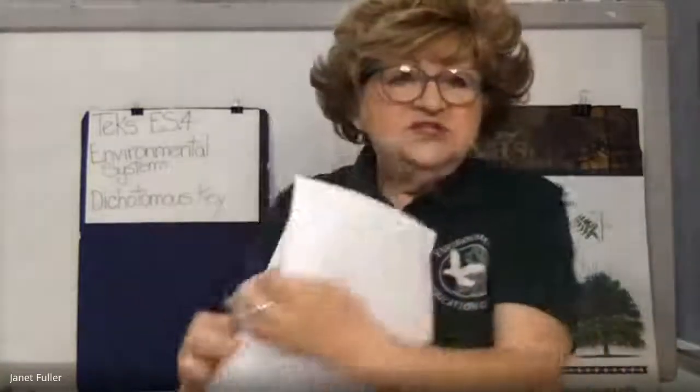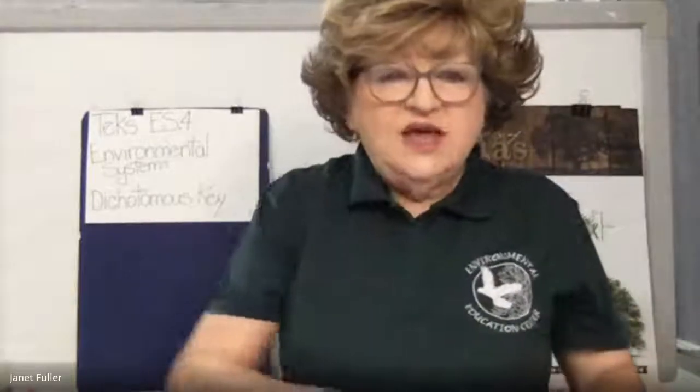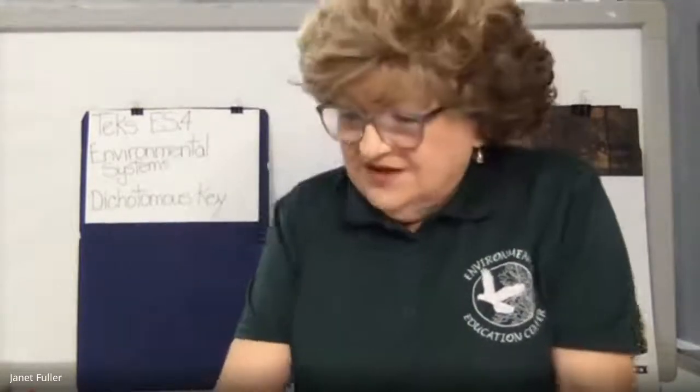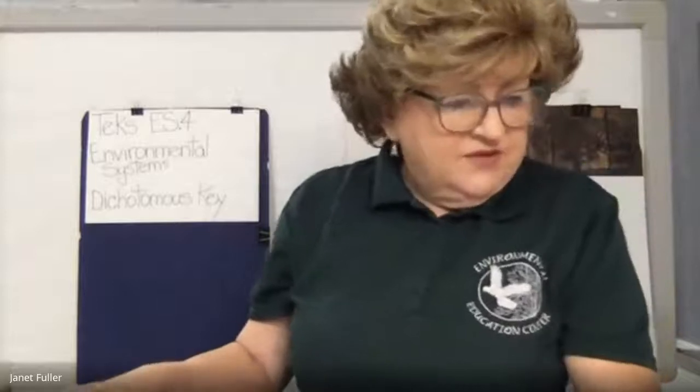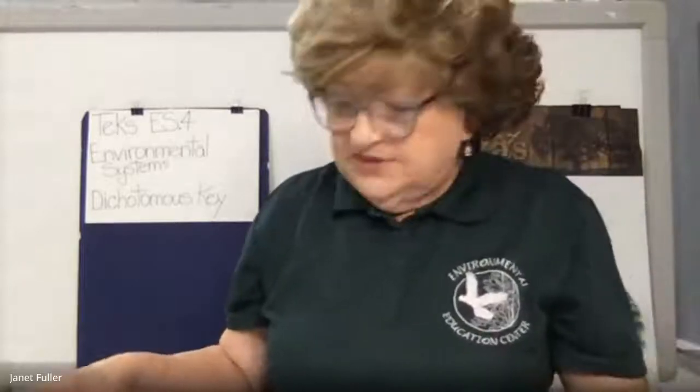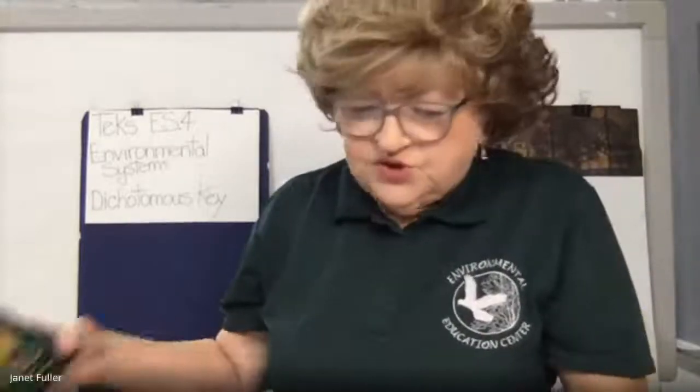And they don't just do insects and plants. They have dichotomous keys for all kinds of things: spiders, crustaceans, fossils, all kinds of things that you want to figure out what something is. Now we've got some other types of dichotomous keys here, so I'm going to show them to you.